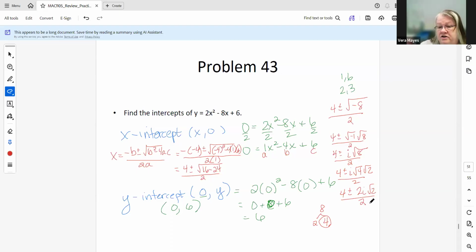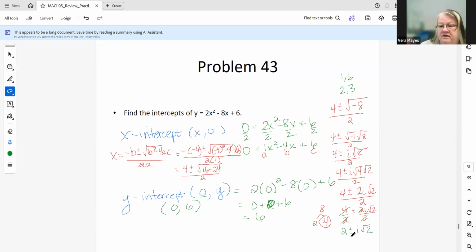Now, usually the directions also say simplify this. So I'm going to take both of these pieces and put them over the 2 independently. I think that makes it easier to see how you're going to reduce. So this one, 2 goes into 4 2 times. 2 goes into 2 one time.